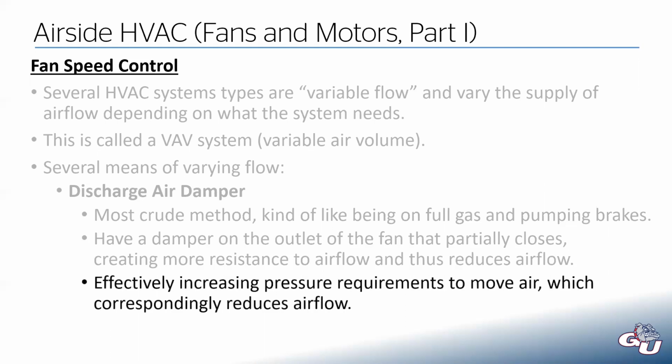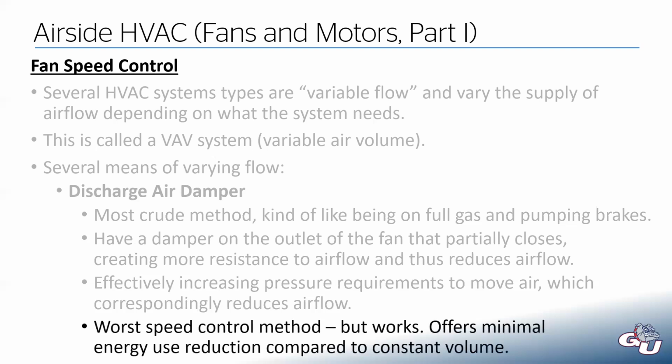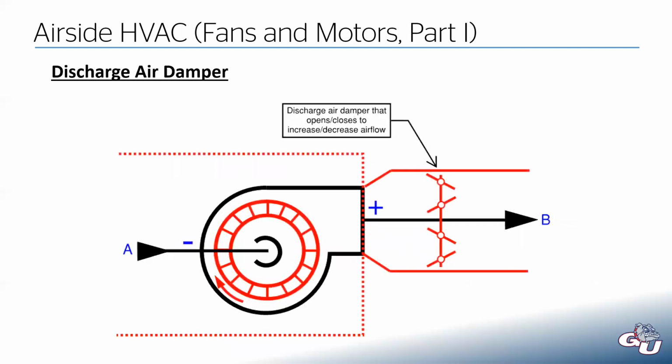And by adding that additional resistance in the system, that has a corresponding reduction in airflow. So you're effectively just increasing the pressure requirements to move your air, and then you see a corresponding reduction in airflow. This is by far the worst way to do it, but it does work. At least it works to vary the airflow. It doesn't do a whole lot in terms of actually saving energy. So this is what that would look like. If you imagine these damper blades all kind of turning in unison.